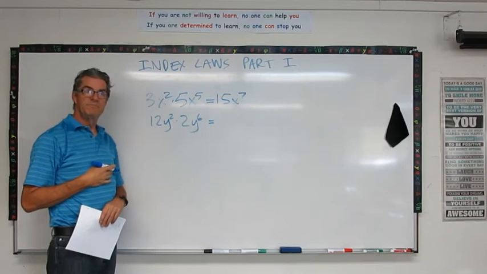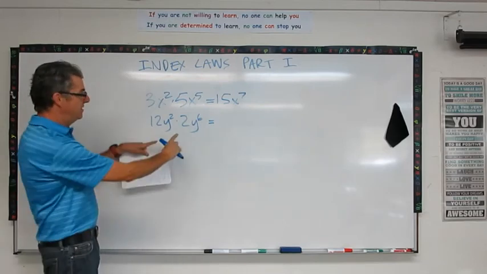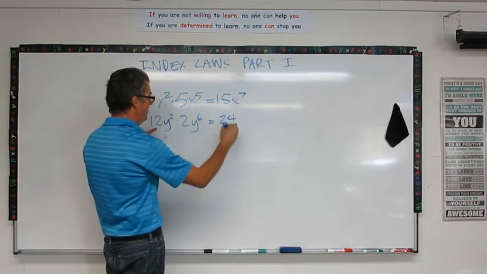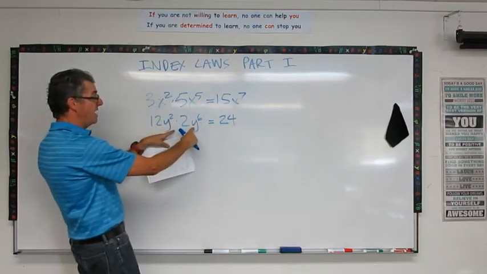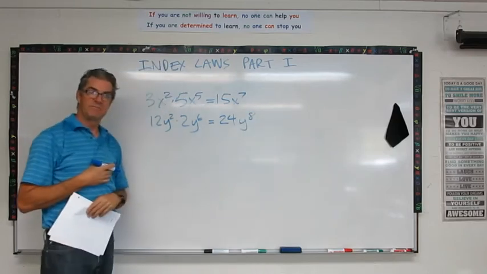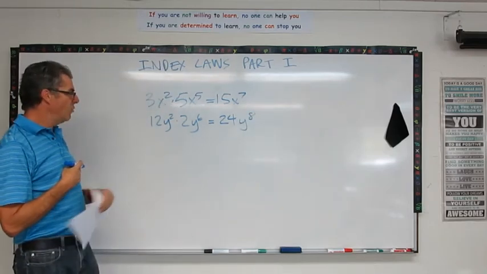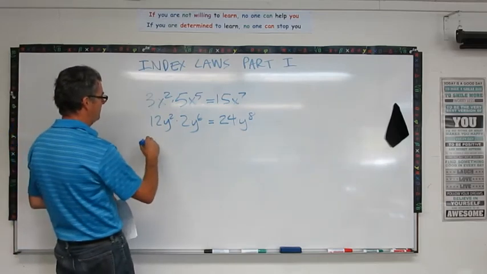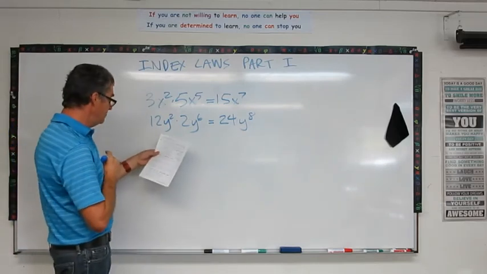Pause the video. Okay, let's see how you did. Multiply my numbers. 2 times 12, 24. Add my exponents on my y. So that's going to be y to the 8th. Okay? Let's try one more. Actually, yeah, let's do another example.